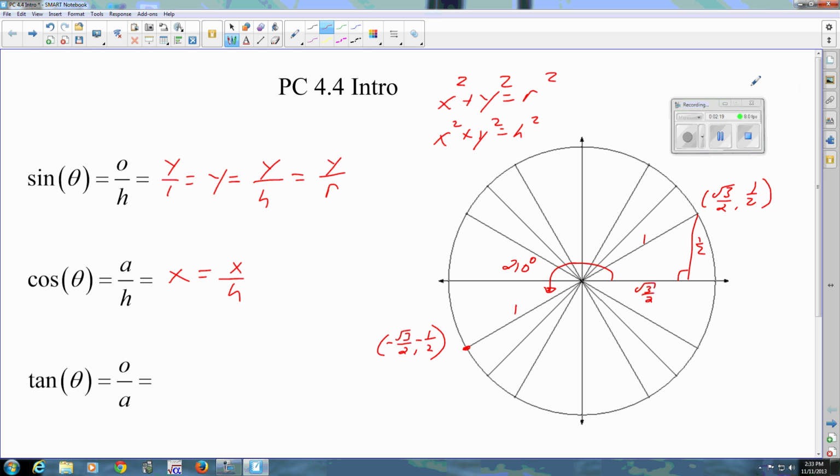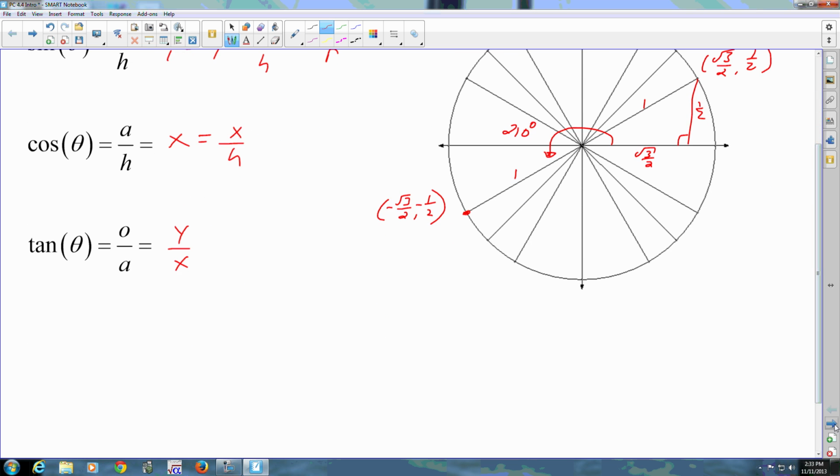Okay, guys, I think I remember where I'm at. So tangent, we figured out earlier, was your y over your x. Now notice it doesn't involve the hypotenuse at all. There's no hypotenuse in it. So whether you're on a unit circle or not on a unit circle, it doesn't matter. It's strictly your y value over your x value. That's all there is to it. It gets no easier than that.